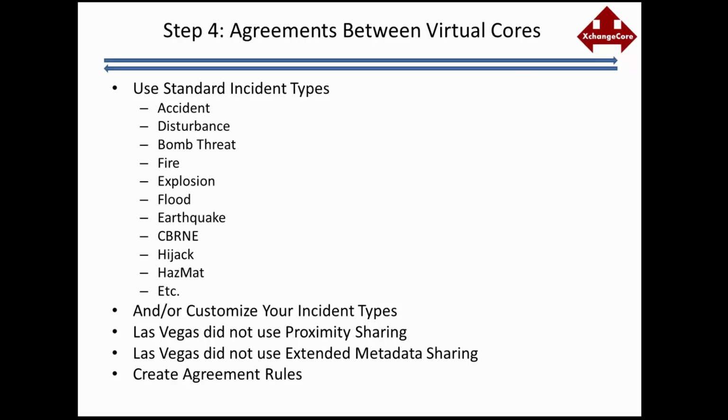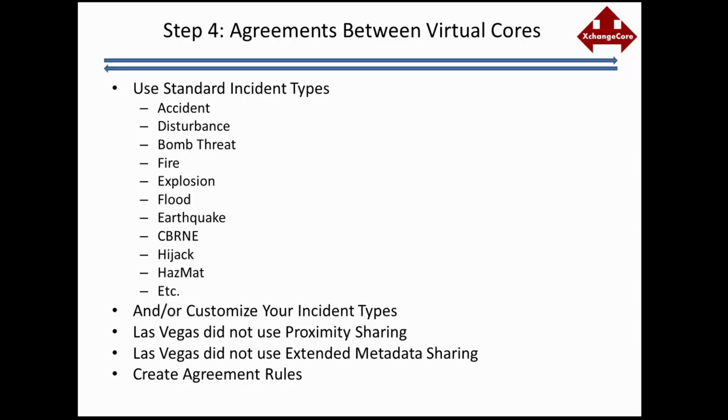So the next step, agreements between virtual cores. We could either use standard incident types, which everyone's familiar with, earthquake, accident, bomb threat, etc., and/or customized incident types. Because we are working with data coming from the Fire Alarm Office, we have to use custom incident types. It's important to note here that we did not use the ability of the virtual core for proximity sharing. We hope to tap that later. We also did not use the extended metadata sharing at this point.